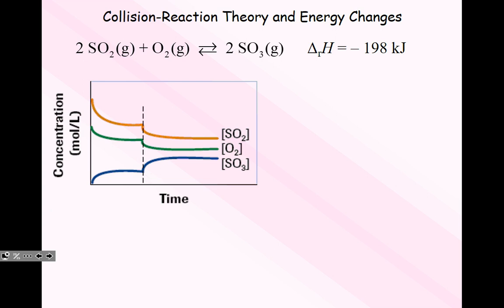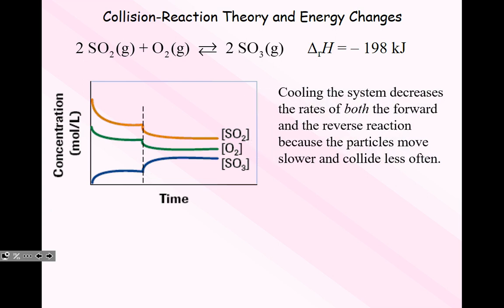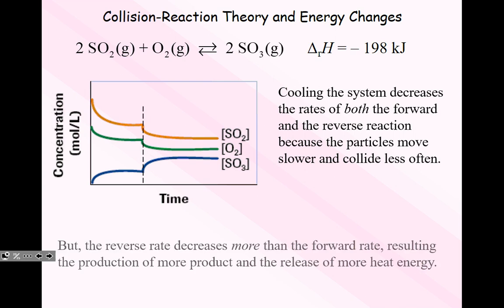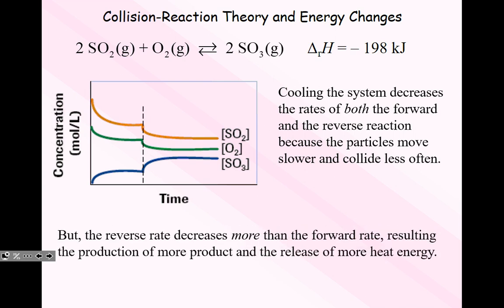So here's another example. Cooling the system decreases the rates of both the forward and the reverse reaction because the particles move slower and collide less. But the reverse rate decreases more than the forward rate, resulting in the production of more product and the release of more heat energy.